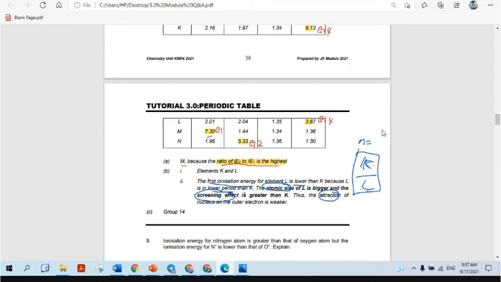Okay, clear? So from group 14. Okay, up to you how to organize your sentences to explain the answer. Once you get the concept, you just sit down.